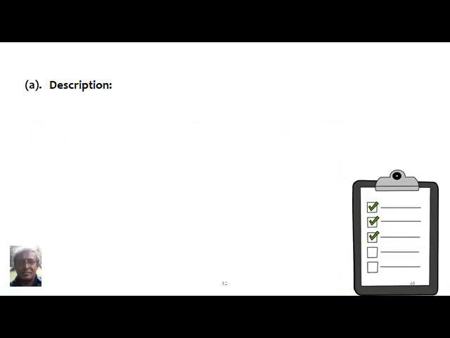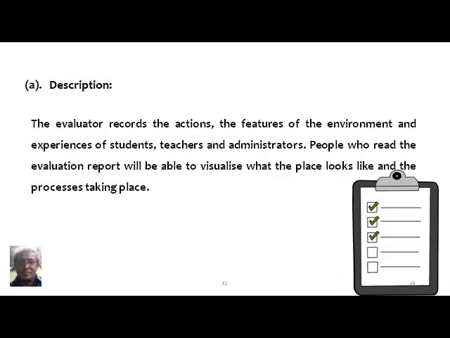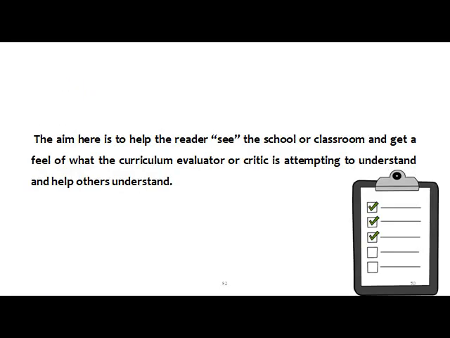Description. The evaluator records the actions, the features of the environment and experiences of students, teachers and administrators. People who read the evaluation report will be able to visualize what the place looks like and the processes taking place. The aim here is to help the reader see the school or classroom and get a feel of what the curriculum evaluator or critic is attempting to understand and help others understand.